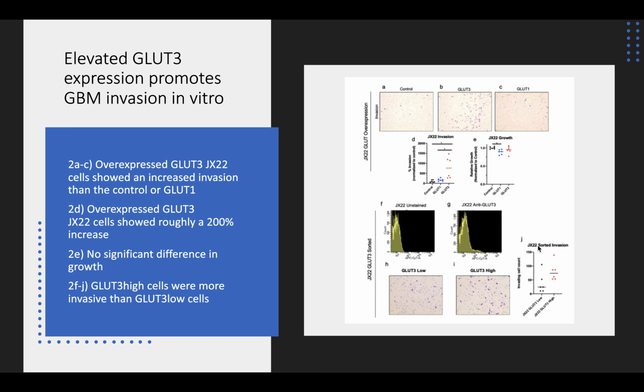In figure 2J, we see as it relates to JX22 sorted invasion that the y-axis represents invading cell count, and the x-axis represents JX22 GLUT3 low and JX22 GLUT3 high. The results of 2F through J indicate GLUT3 high cells were more invasive than GLUT3 low cells.